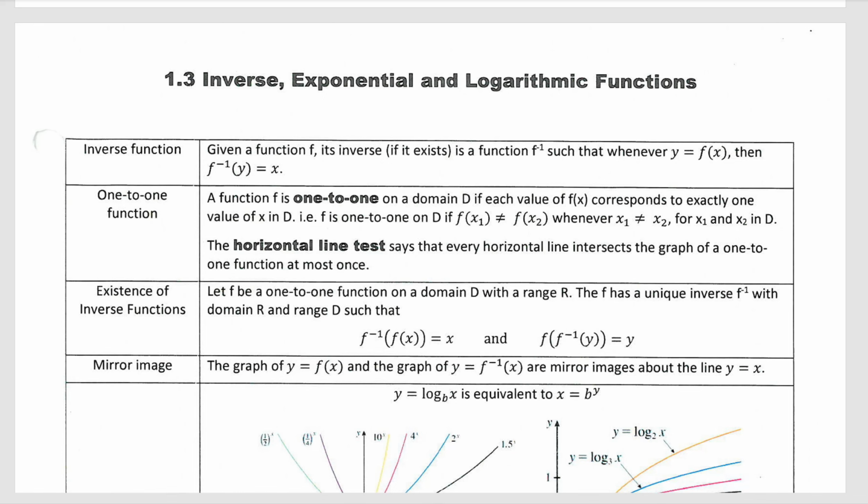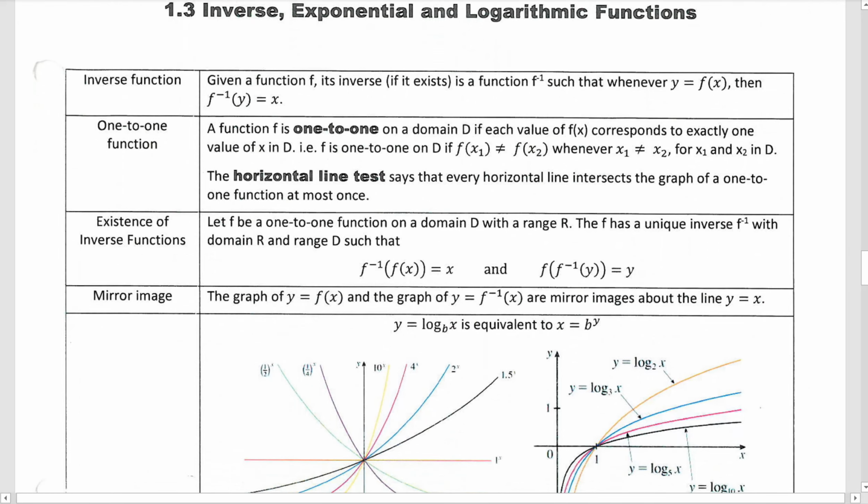Hi everyone. Today let's talk about session 3.7, implicit differentiation. But before we go to that session, I want to review the theories about inverse functions, exponential and logarithmic functions. Okay, so this is session 1.3.